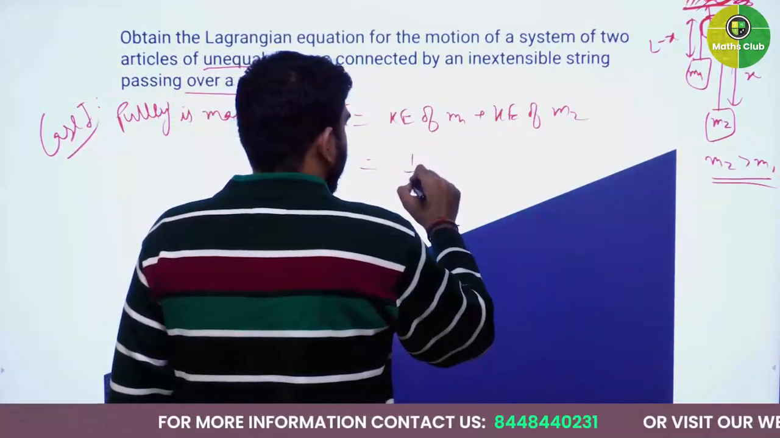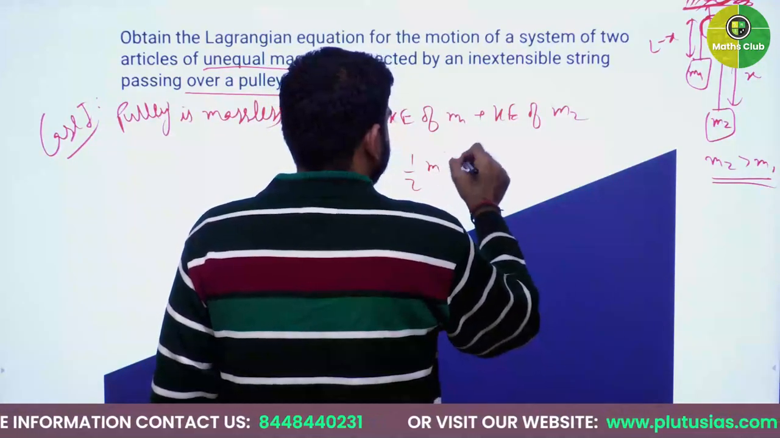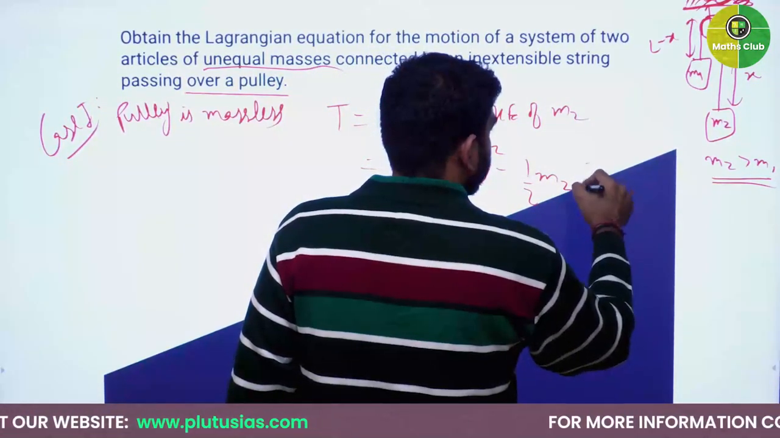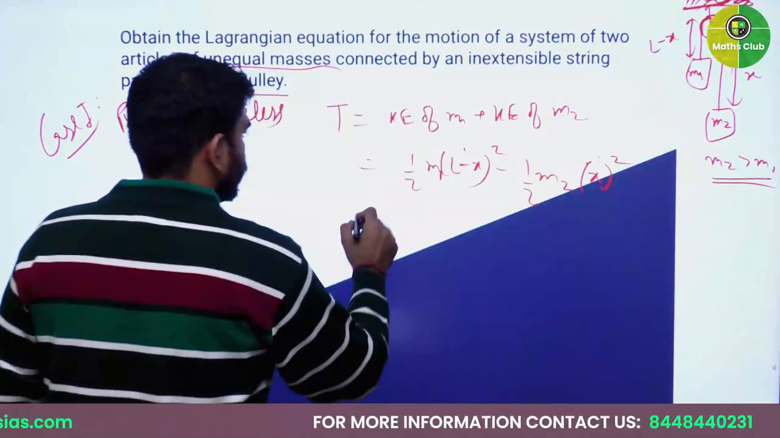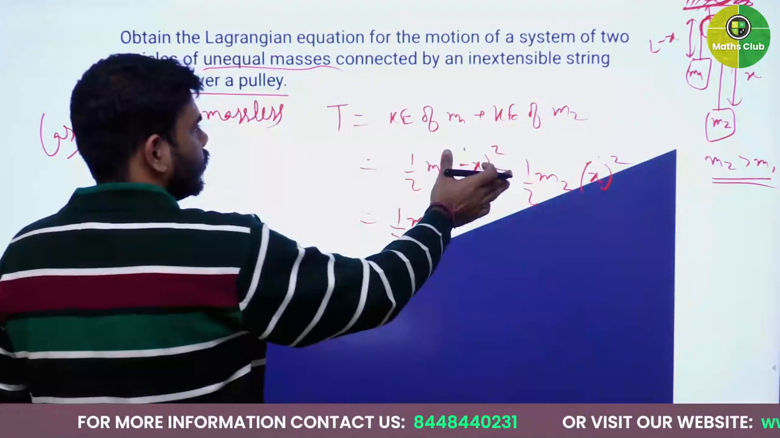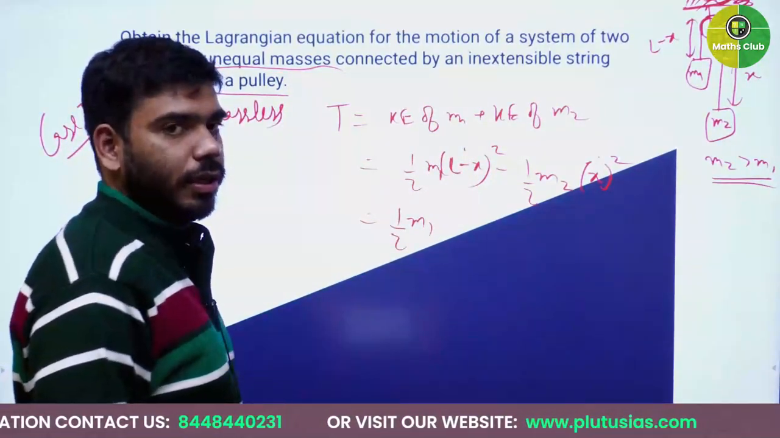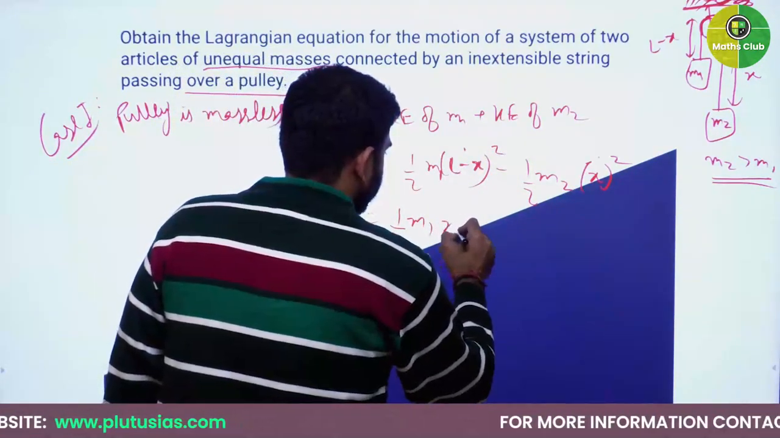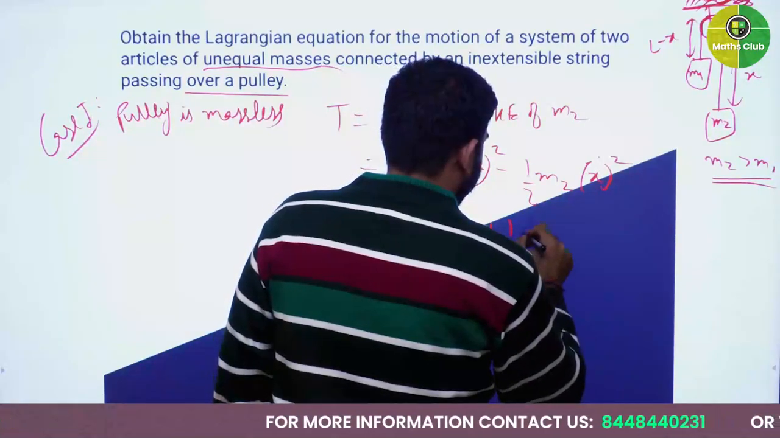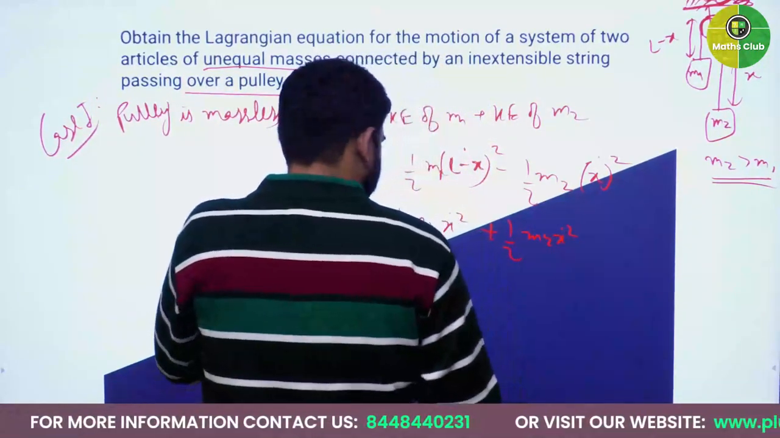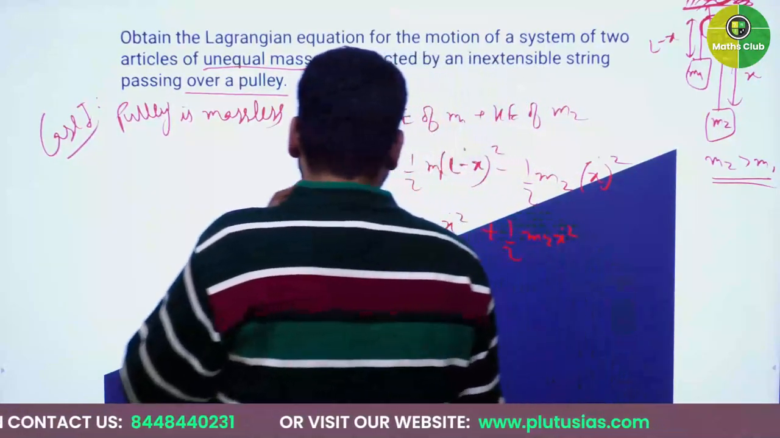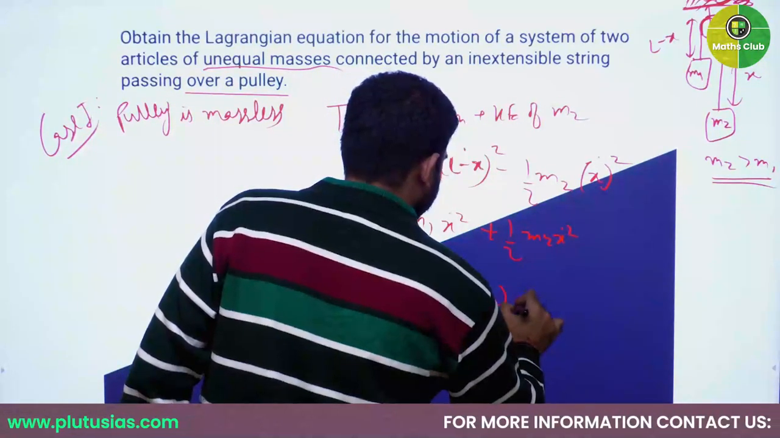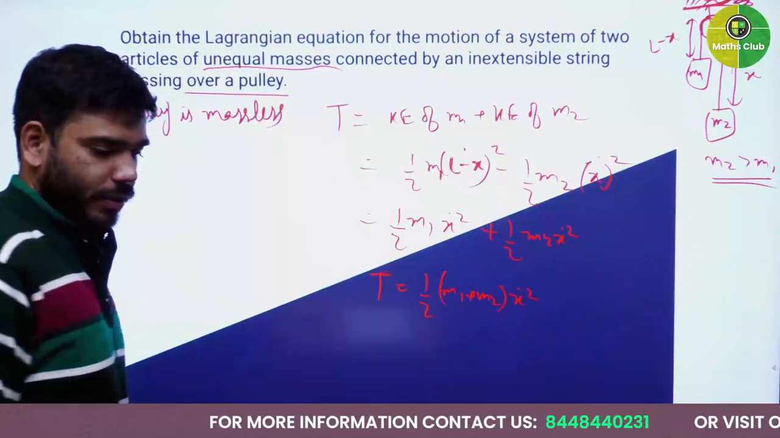So the kinetic energy of m1 will be half m1 (l minus x) dot square, plus half m2 x dot square. Solving this, if l is constant, the differentiation of any constant term with respect to time is zero, and the differentiation of minus x is minus x dot. When we take the square, we get x dot square, and for the second term it is simply x dot square. So this is the total kinetic energy: half (m1 plus m2) x dot square.